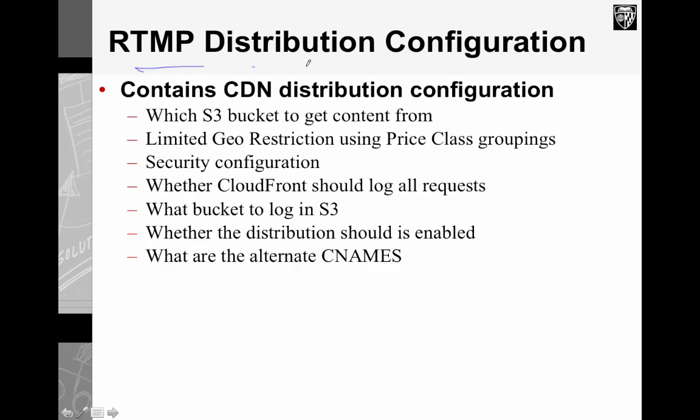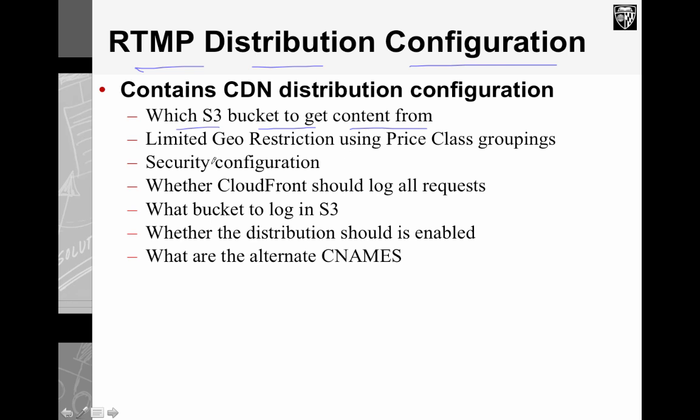Now let's look at the RTMP distribution configuration. The RTMP distribution configuration is a little bit limited. You can say which S3 bucket to get content from. If you recall, for web distribution, you can go to S3, you can go to your own EC2 server, you can go to your custom origin. Here it can only be S3.